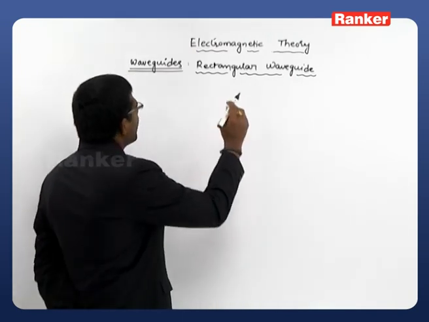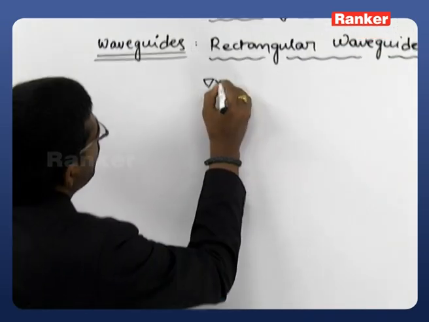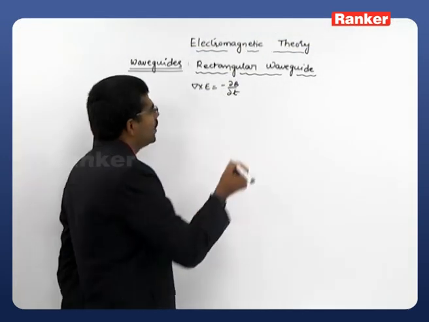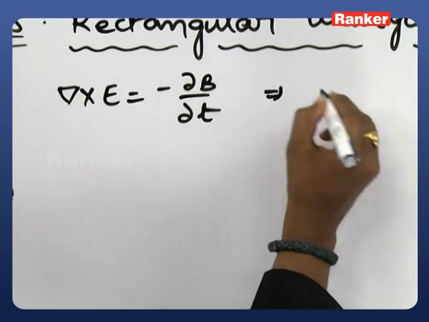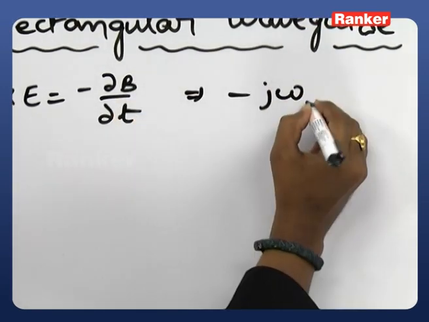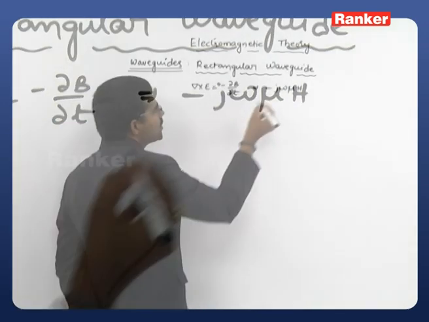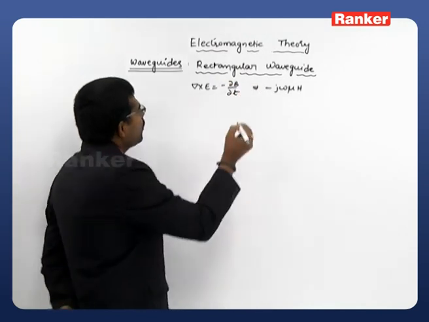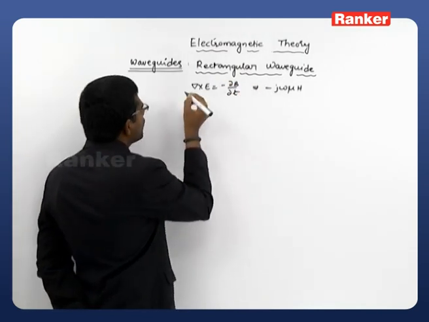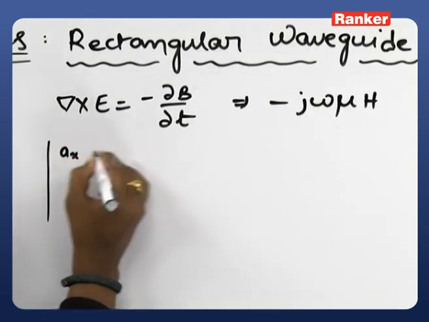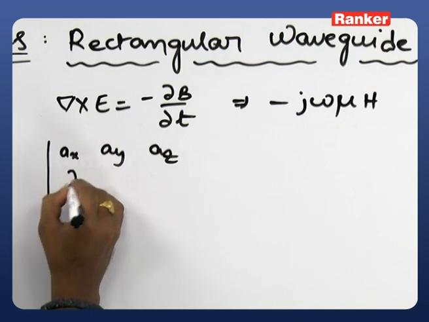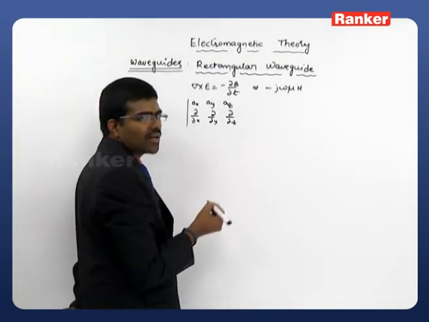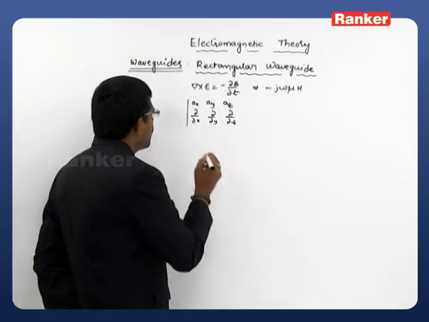For that, consider our Maxwell's equations. We have the Maxwell's equation del cross E equals minus dou B by dou t. Minus dou by dou t can be replaced with j omega, so minus j omega B, and B can be written as mu H. This is one of the Maxwell's equations that we have: del cross E equals minus j omega mu H. Right? Now expand this curl operator. If you expand this curl operator, what will you get? Ax, Ay, Az, dou by dou x, dou by dou y, dou by dou z. Instead of dou by dou z, you can write minus gamma. This concept is already covered in our wave propagation.